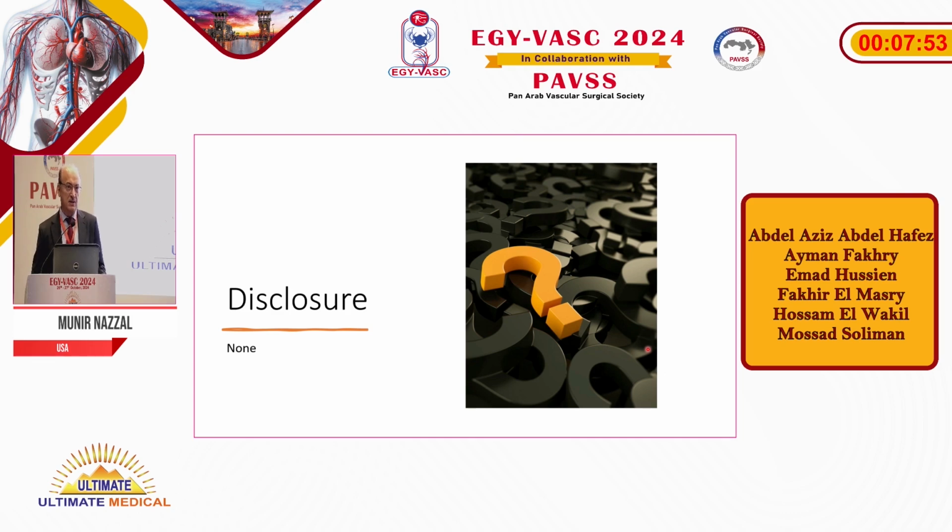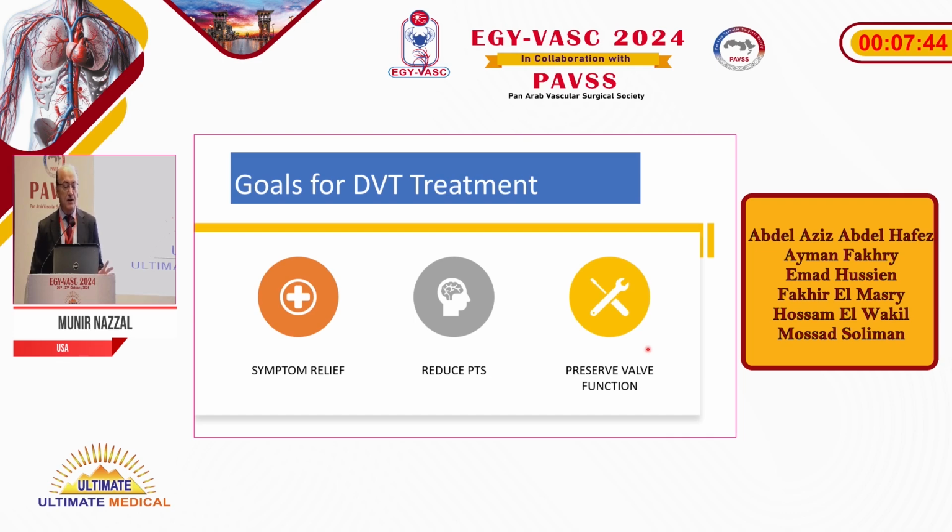I want to start by saying lysis is almost dead, actually. There's almost no indication for lysis now. So these are the reasons we do DVT removal, clot removal: improve symptoms, reduce PTS, and preserve the valves, which is also related to the PTS.